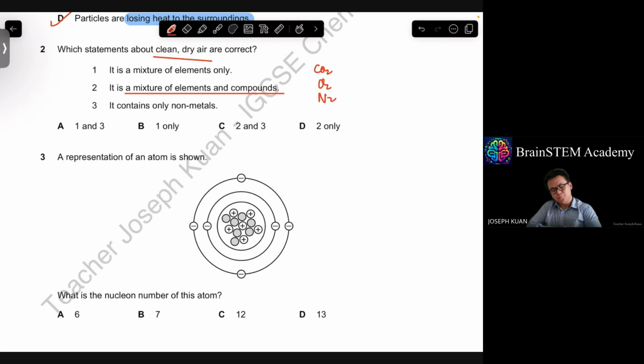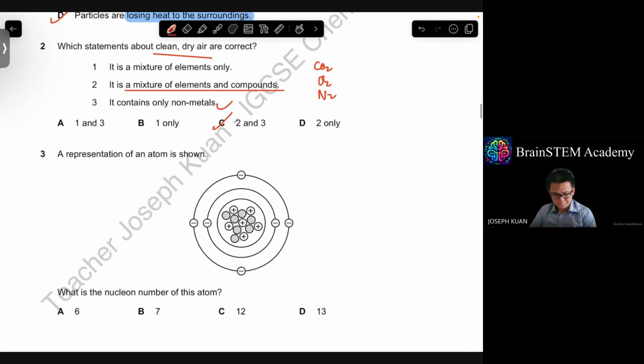Let me think. Clean, dry air. Yeah, it contains only non-metals. Sorry, it is unlikely to have metals in the air, particularly at room temperature. It's not likely. So out of all, C is the best answer.